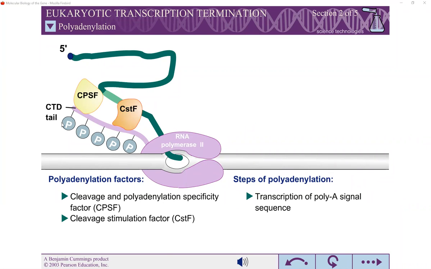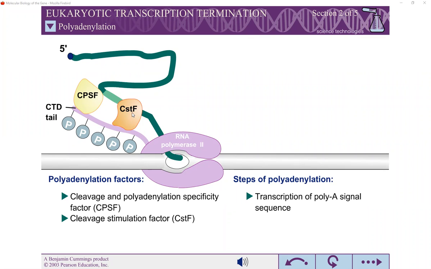Okay. So you must know that here you can find that there are two proteins which are involved. CPSF, another one is referred to as CSTF. And these proteins are always present at the carboxy terminal domain of the RNA polymerase II. These proteins will then be translocated over to the nascent hnRNA that is being produced.